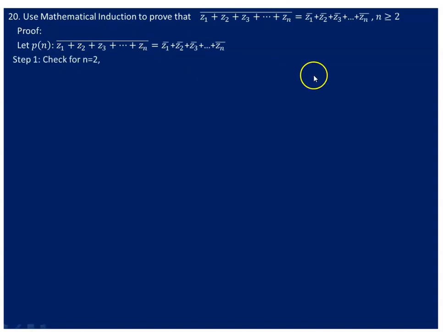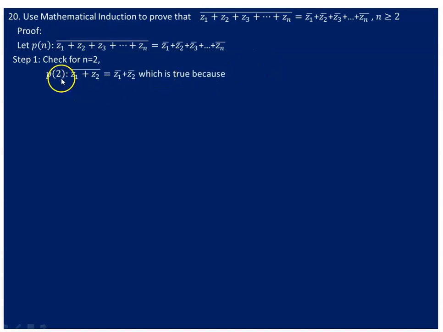Now the first task, step 1, is to check for n equal to 2, because our initial natural number is 2. This starts from 2 because whenever addition is mentioned, you must have at least 2 addends. So check for n equal to 2. That is to say, take 2 complex numbers and observe that the conjugate of the sum of the 2 is equivalent to the sum of the conjugate of each complex number. So let's check that one.